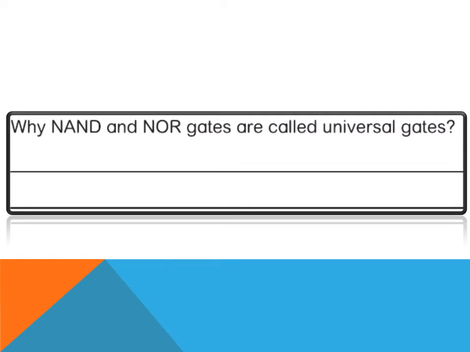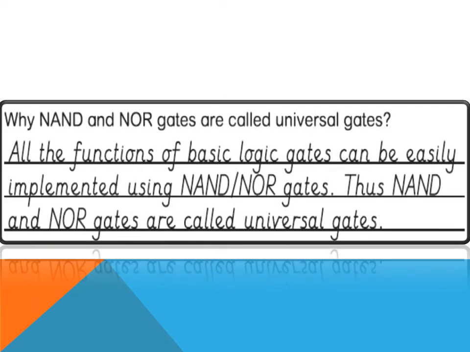Now, the question may come like this: why NAND and NOR gates are called universal gates? If such a question comes in your exam, then this will be the answer. All the functions of basic logic gates can be easily implemented using NAND, NOR gates. Thus, NAND and NOR gates are called universal gates. If you have not noted down this point earlier, please pause the video, note down this question and answer properly.